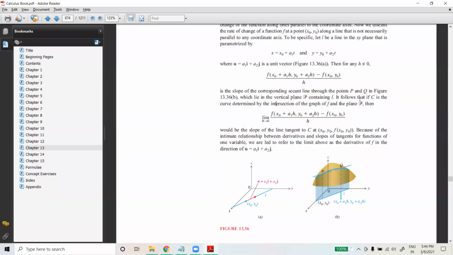Then what is it saying? It follows that if C is the curve determined by the intersection of the graph of f and the plane P, so the graph of f may intersect the plane P in only 2 points. It may not even intersect in a curve. How is it saying it's an intersection? Okay, let's just move forward and see what they are saying.